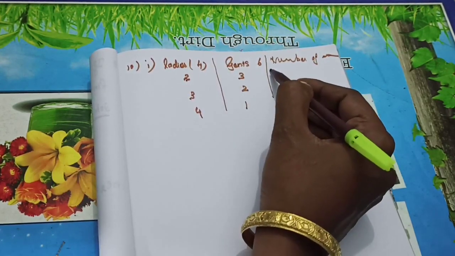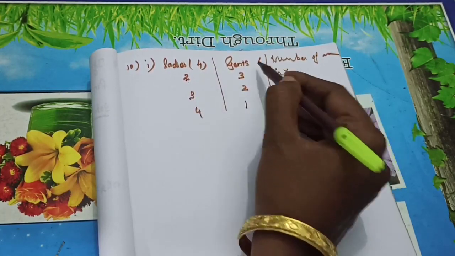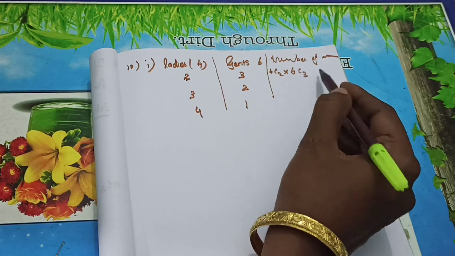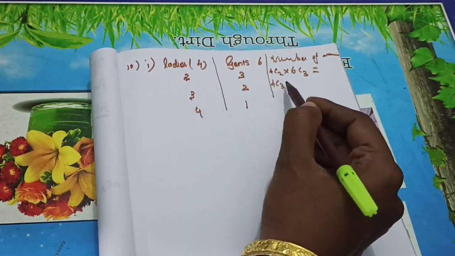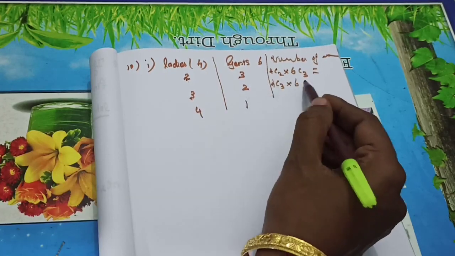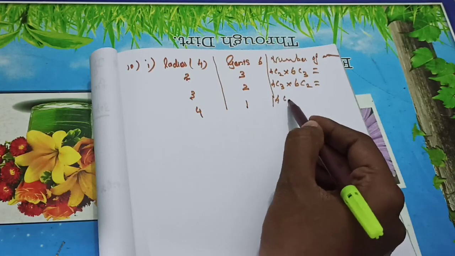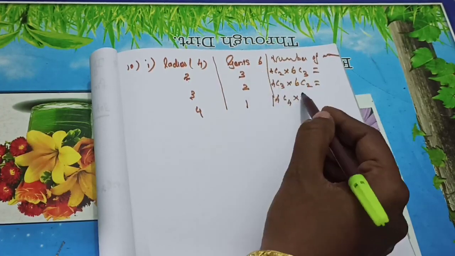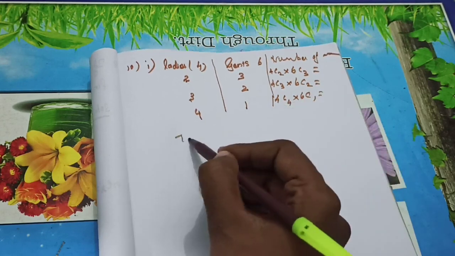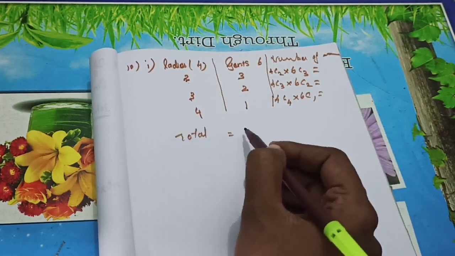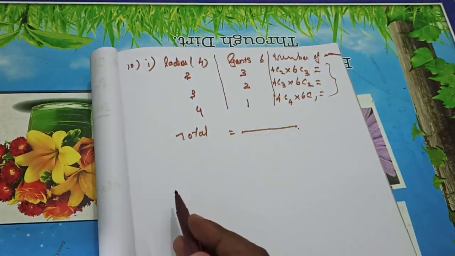So how will you write this? Out of 4, 4C2 into out of 6, 3, so 6C3. Find out the value. Then 4C3 into out of 6, 6C2, equal to, write down the answer. Then 4C4 into out of 6, 6C1. Find out each answer. Afterwards, for the total number of ways, you need to add the 3 answers and you will get the answer.